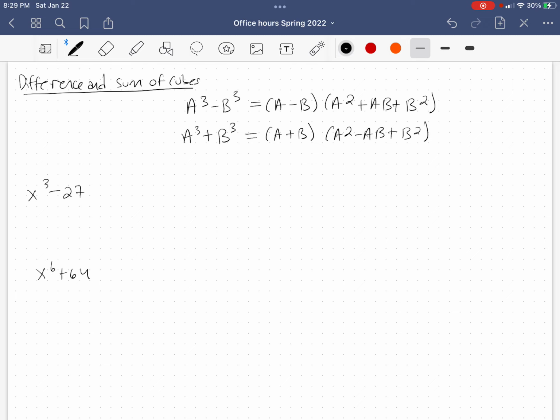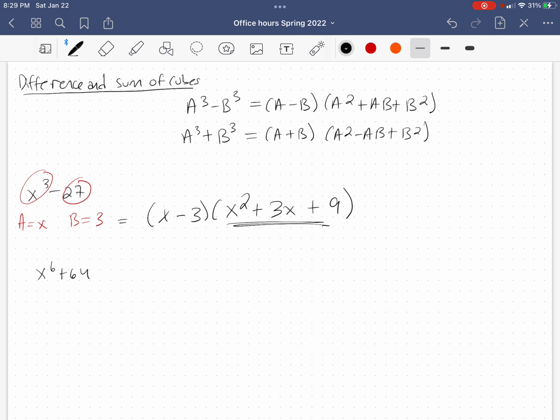All right, so an example of each. Okay, in our first one, the cube root of the first term is called A. The cube root of the second term is called B. And I'm taking the minus sign in the middle to tell me I should be using the first formula. All right, so what is it going to be? My A minus my B, A squared plus A times B plus B squared. And just as a hint, this is a quadratic and normally I say, can it factor? But if you got it from a difference or sum of cubes, it will never factor.